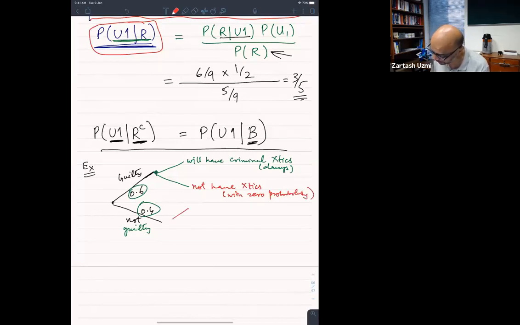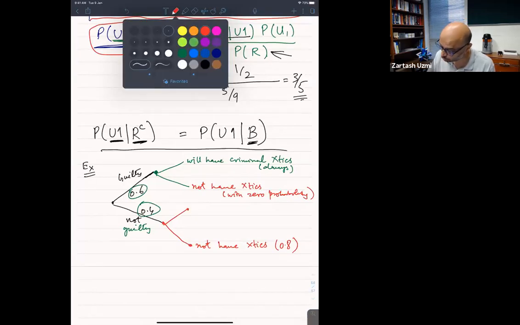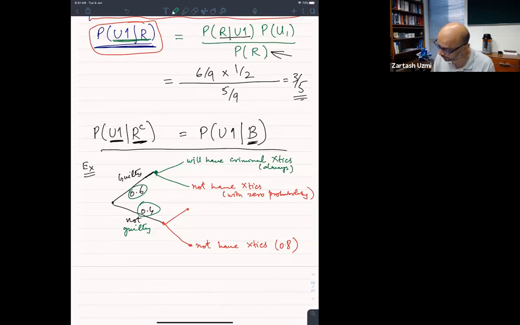Okay. Similarly, if this guy is not guilty, this data is, by the way, given to you. We are not calculating anything as yet. And if this guy is not guilty, then this guy will not have the criminal characteristics with probability 0.8. It's given to you. We just gave that data to you. Okay. And given that this guy is not guilty, then this guy will have the criminal characteristics with probability 0.2, of course, 0.2.